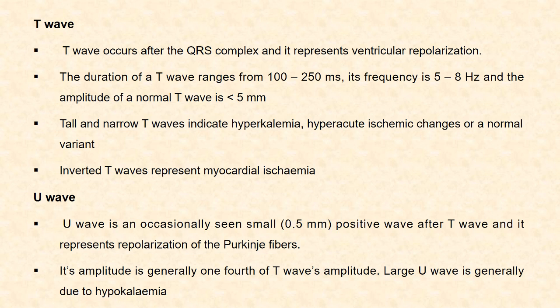Next, U wave. U wave is an occasionally seen small 0.5 mm positive deflection wave which occurs after the T wave, and it represents repolarization of Purkinje fibers. Its amplitude is generally 1/4 of the T wave's amplitude. Large U wave is generally due to hypokalemia.